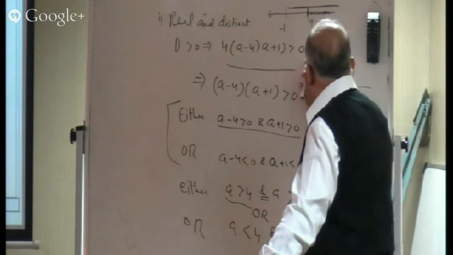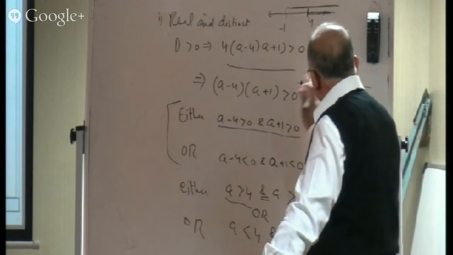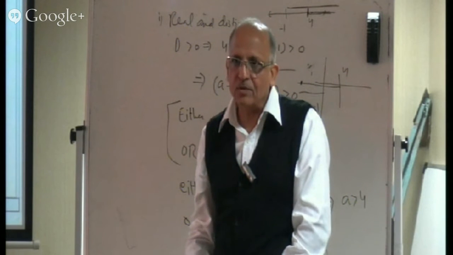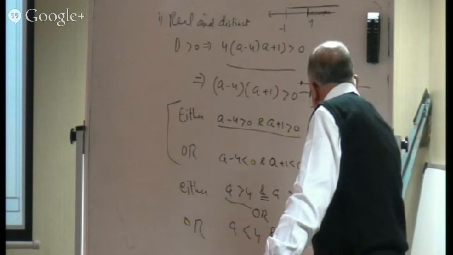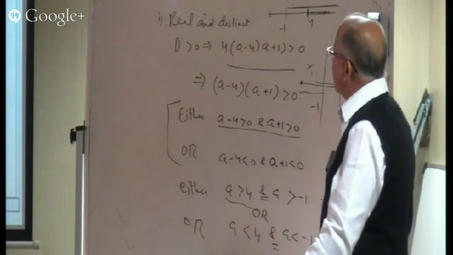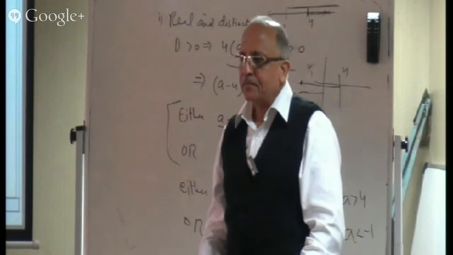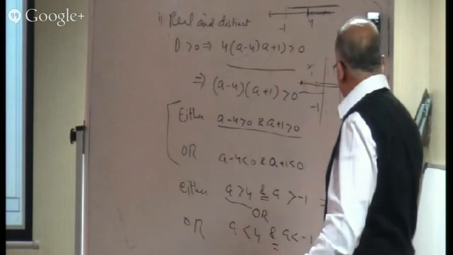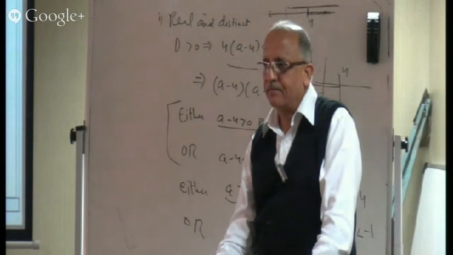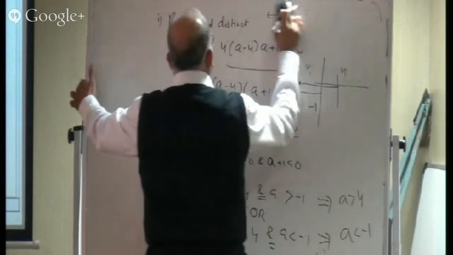This is 4. A also has to be less than minus 1. So if some number lies here on the left of minus 1, it automatically satisfies a less than 4 also. So this can be written as a less than minus 1. So that means for the roots of this equation to be real and distinct, we should have either a greater than 4 or less than minus 1. Is that clear?